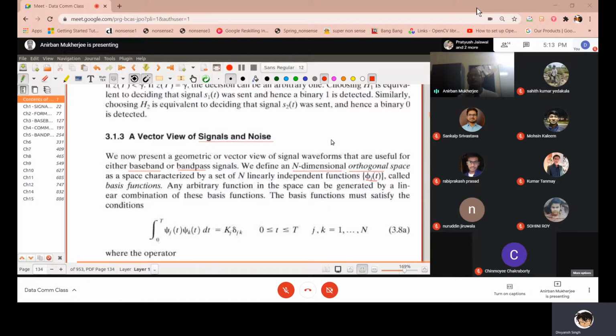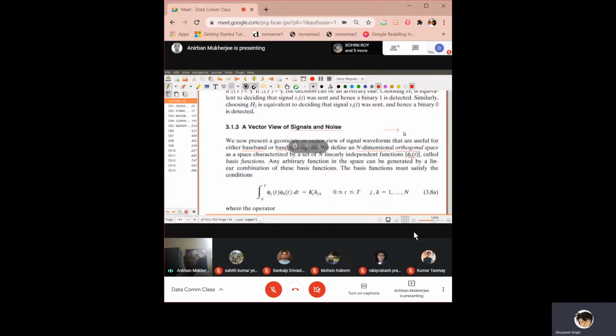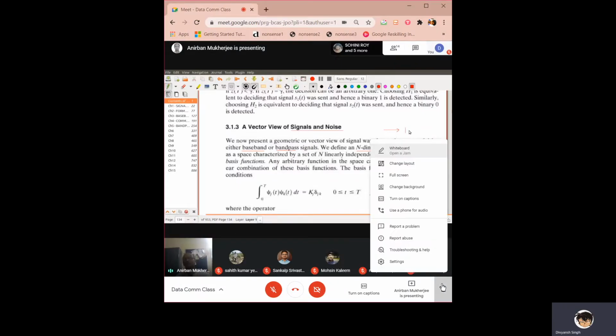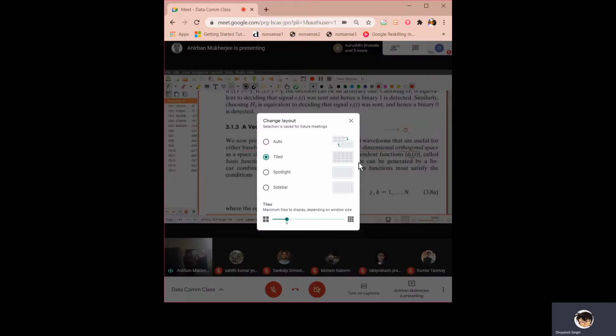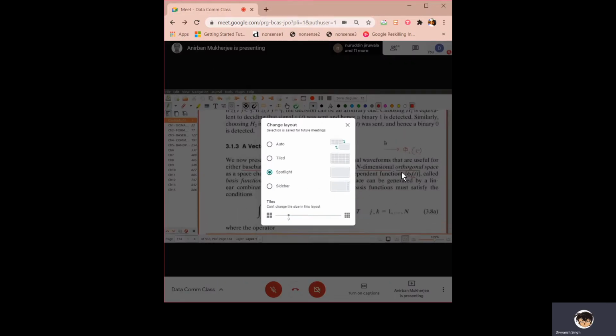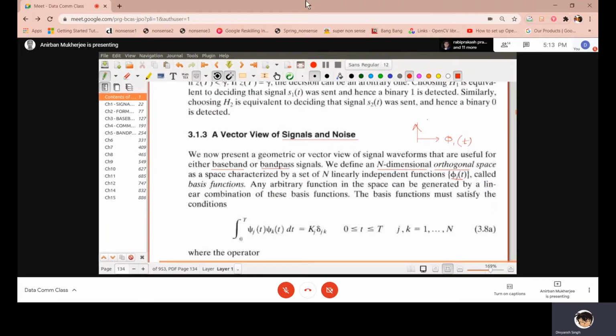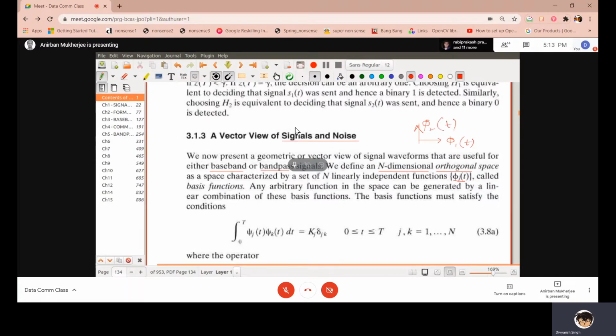That means say I have this function, and say I am representing the function as a vector. Say this is my phi 1 t and this is your phi 2 t. Now, rather I should write, it's not phi. It is psi 1 t and psi 2 t, the orthogonal intersection.